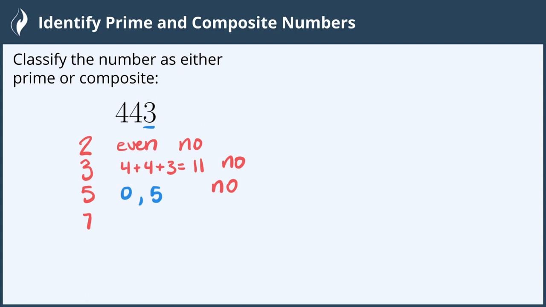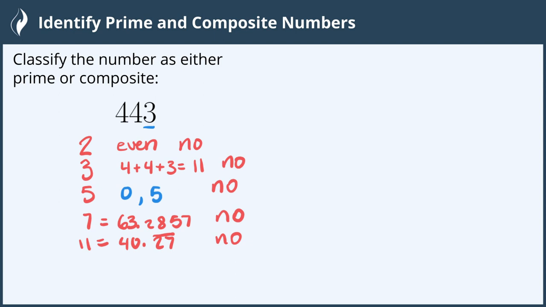443 divided by 7 is 63.2857. Because I have a decimal, it does not evenly divide, so it is not divisible by 7. Moving to the next prime number, 11. 443 divided by 11 is 40.27 repeating, which means it is not divisible by 11. I have a remainder or a fraction or a decimal, so it doesn't evenly divide.